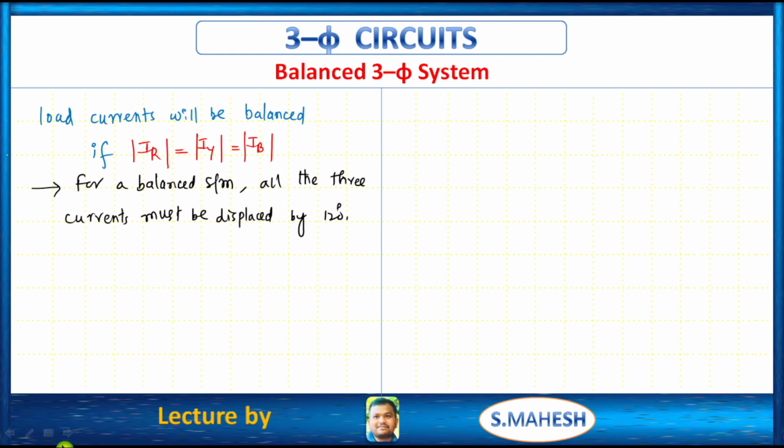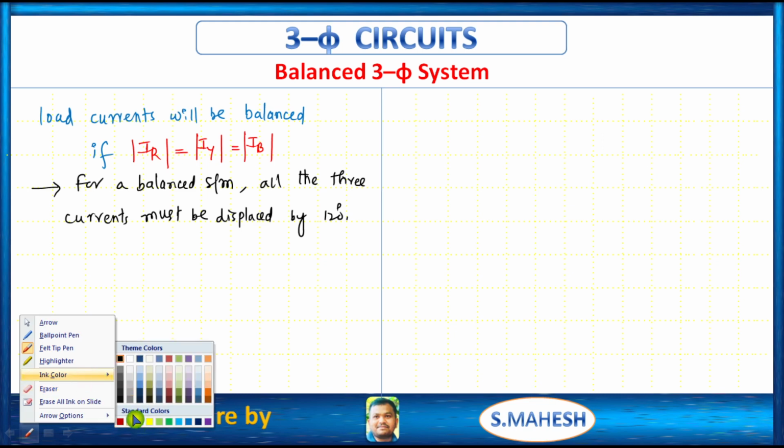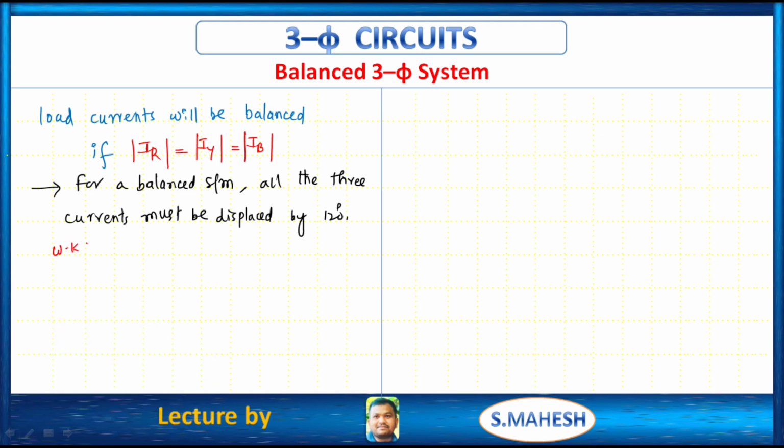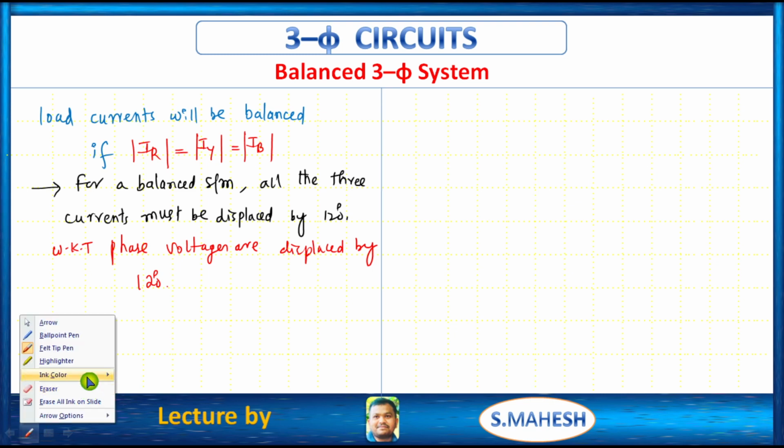We know that phase voltages are displaced by 120. That's it, right? So to get the balanced system of load currents, obviously the phase angle with respect to impedance should be equal for all three phases. Now we have to write that point.